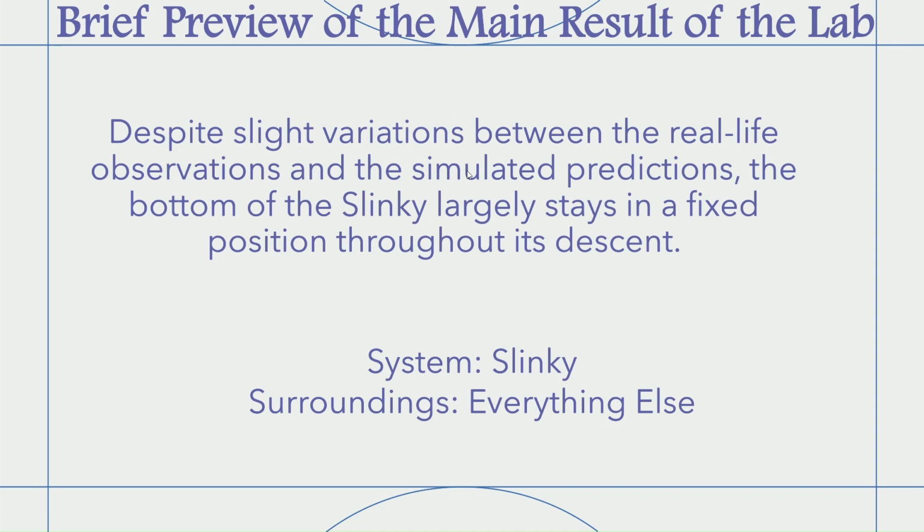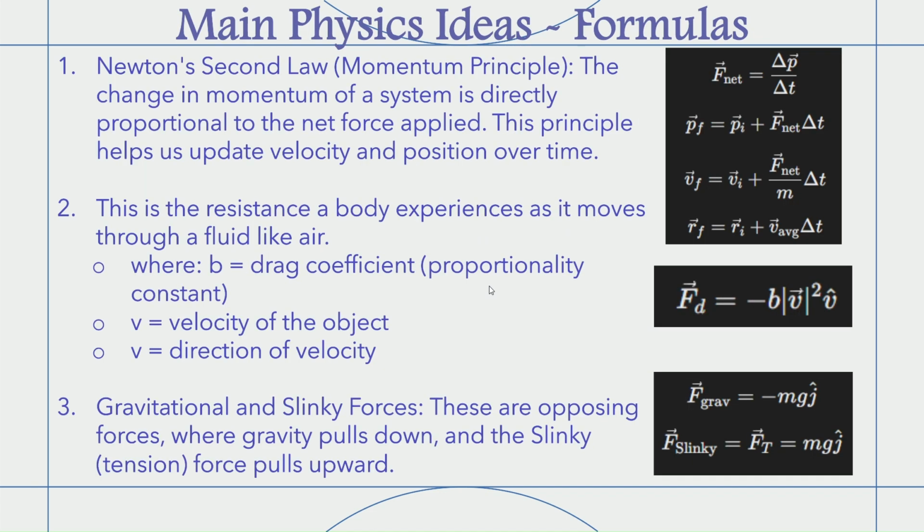A brief preview of the main results of the lab is that despite slight variations between the real-life observations and the simulated predictions, the bottom of the slinky largely stays in a fixed position throughout its descent. It's also important to state that the system in this lab is the slinky while the surroundings is the Earth and everything else.